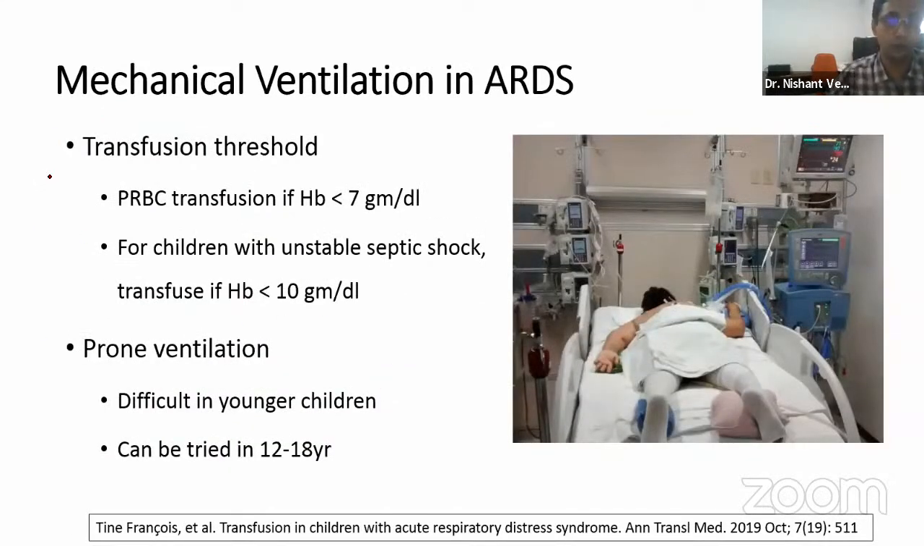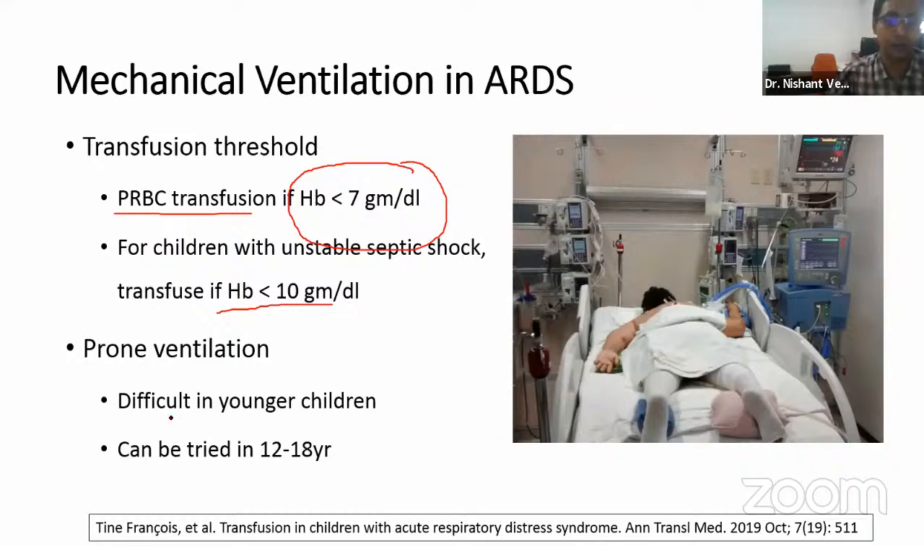Transfusion threshold. So for PRBC, it has to be transfused if hemoglobin is less than 7 gram per dL. So hemoglobin का जो हम cutoff use करेंगे, that would be 7. But if the child also has unstable septic shock, then you will have to keep his hemoglobin above 10. So 7 से कम पे आप generally transfusion avoid करते हैं, और अगर shock में है तो 10 से कम पे आप transfusion करें.